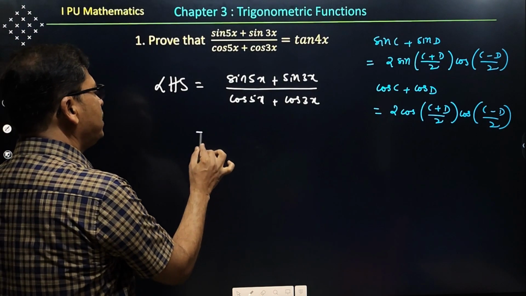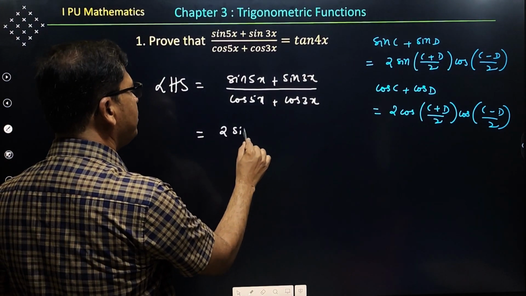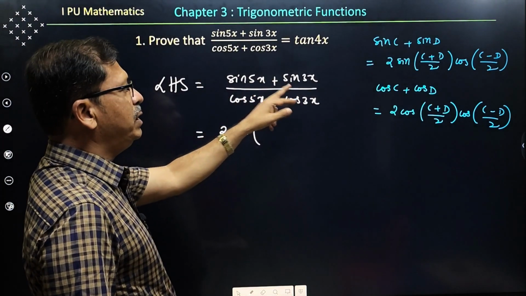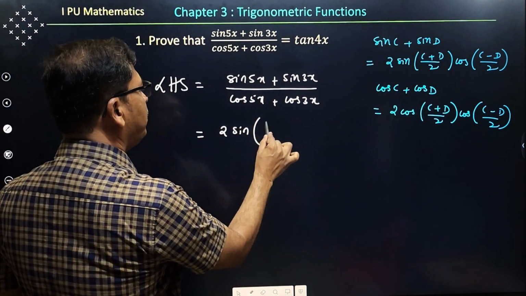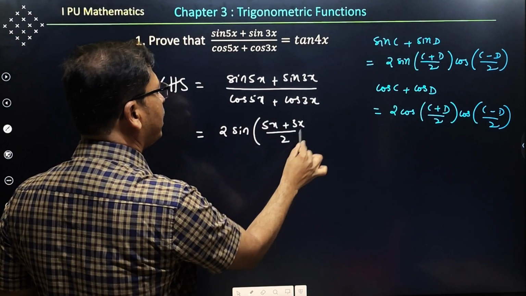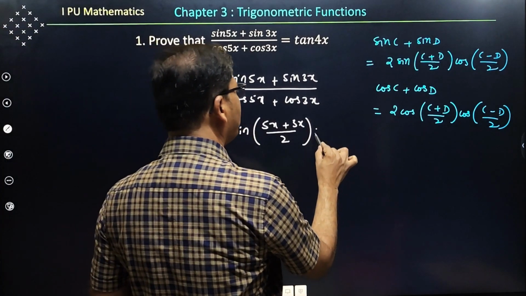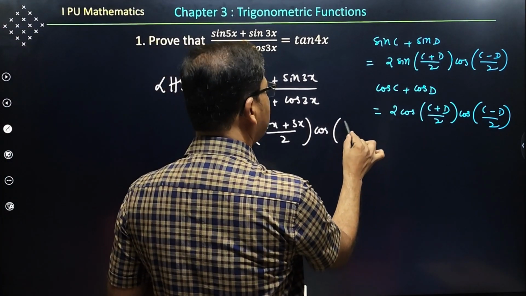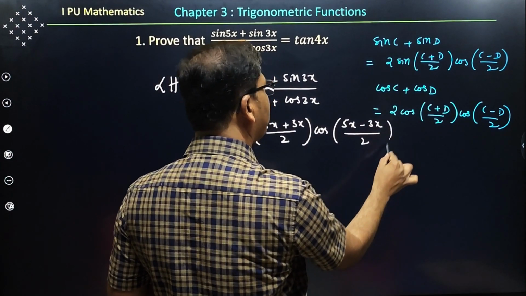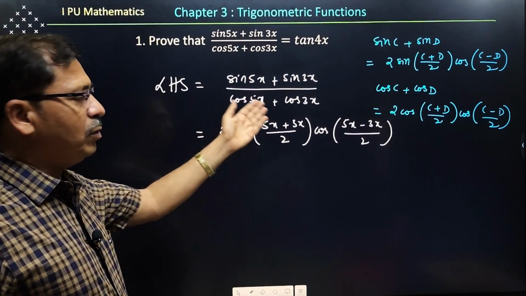So sin c plus sin d is 2 into sin of (c plus d) divided by 2. In place of c, 5x is there. In place of d, 3x is there. That is (5x plus 3x) divided by 2. Into what is the rule? Cos of (c minus d) divided by 2, cos of (5x minus 3x) whole divided by 2 here. This is the formula for the numerator only.